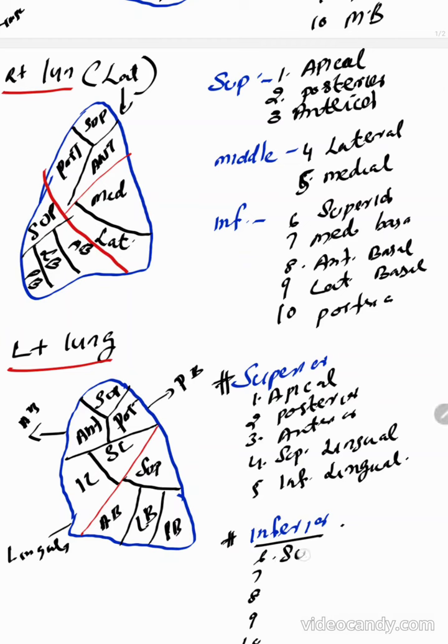Sixth number is superior. 7, it was the same, medial basal. 8th one is anterior basal. 9th one is lateral basal, and the 10th one is posterior basal. This is the same as that of this one only. See, it is very easy. Hope you understood.